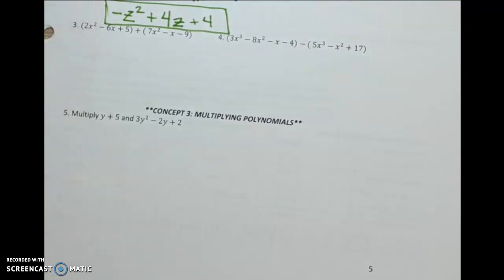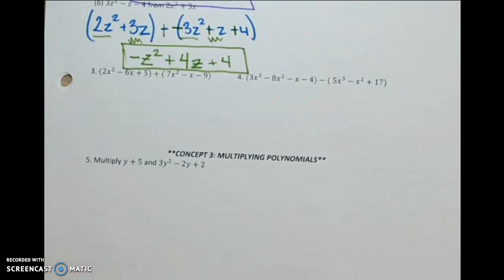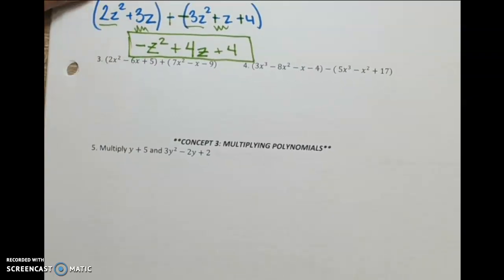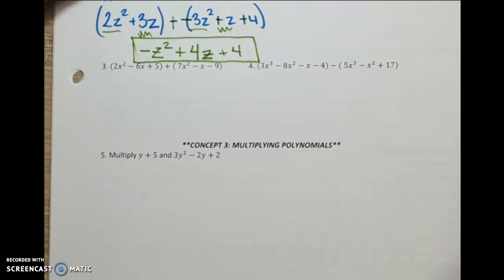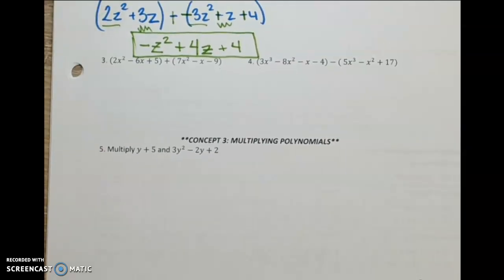Alright, concept number 3 is multiplication. And in this case, we have a binomial times a trinomial. And we normally work with binomials and binomials, right? And we use that FOIL method. Well, I'm going to actually use something pretty similar here. I'm going to combine a FOIL method and a column method. Okay, so here we go.